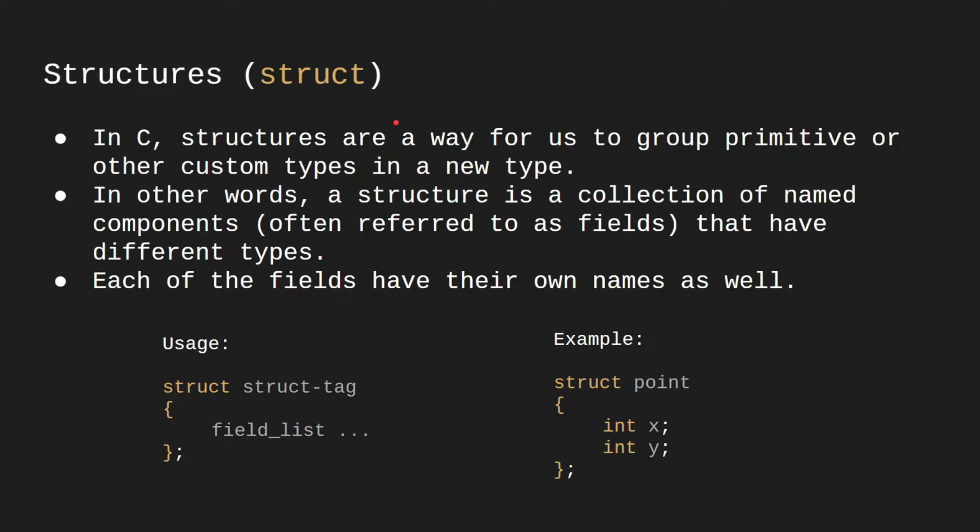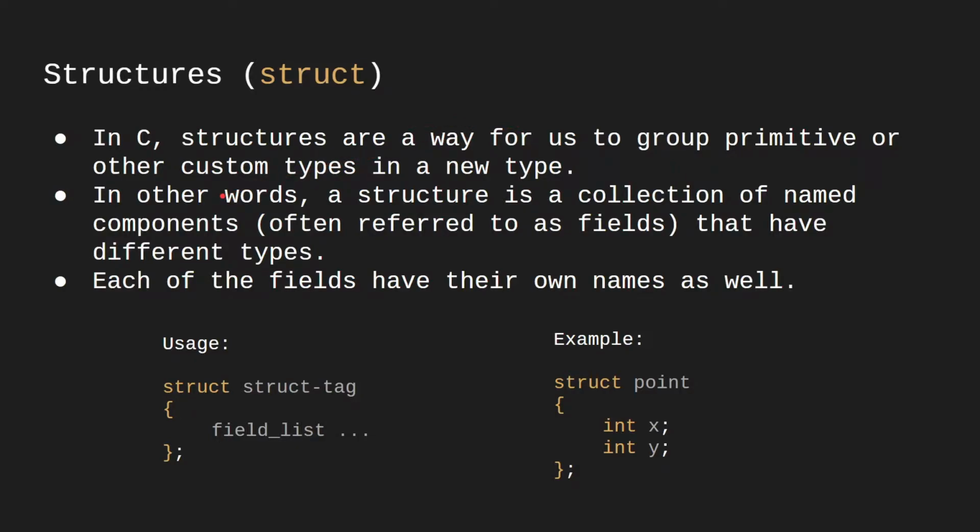Okay, so what are structures? In C, structures are a way for us to group primitive data or other custom types inside of a new type. Up until this point, we've been using a lot of primitive types, things like integers, floats, chars. These types are nice, but usually in a more complicated program, you're going to want to make your own structures and have those structures have data organized in a particular way.